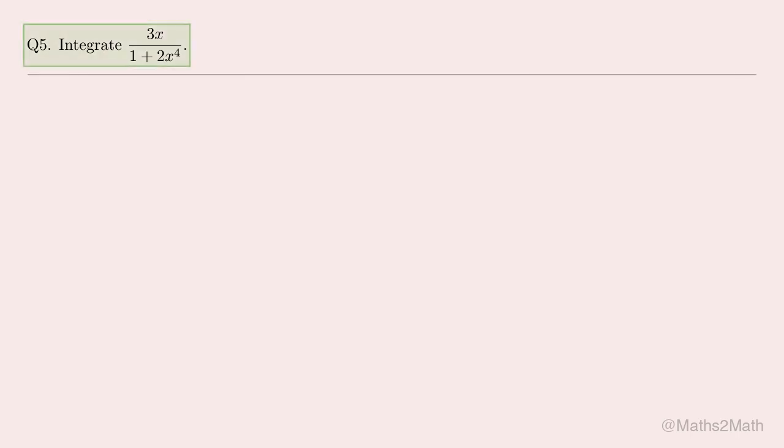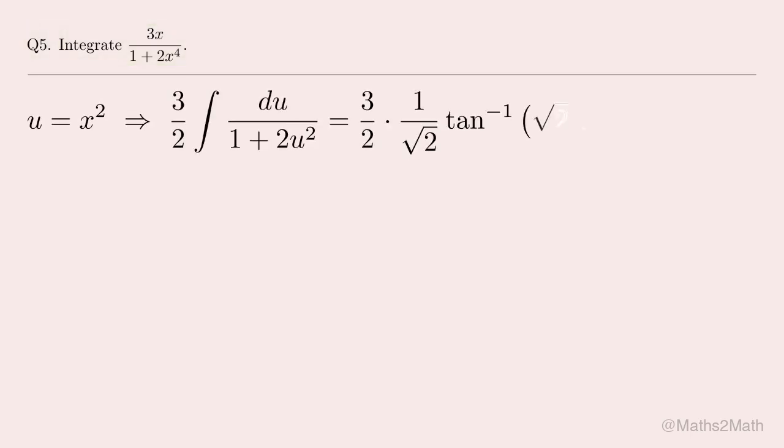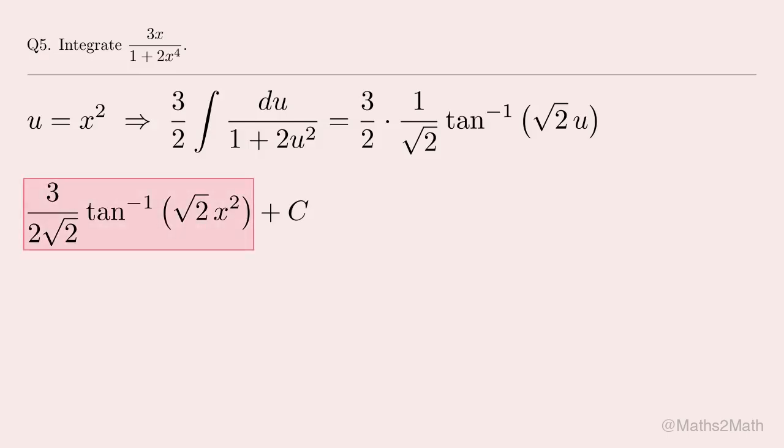Question 5. The x on top pairs with x squared inside. An arctangent with a root 2 scale. U equals x squared. The denominator becomes 1 plus 2u squared. Substitute back.